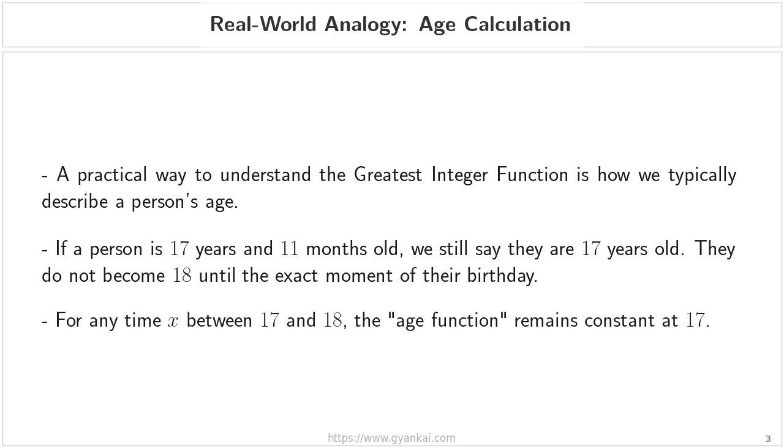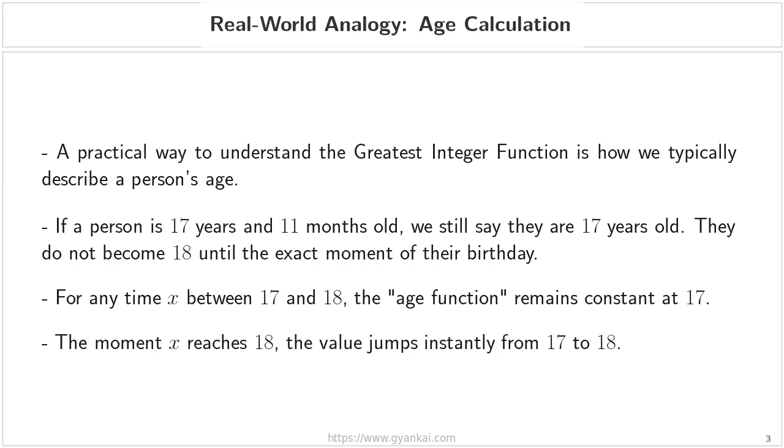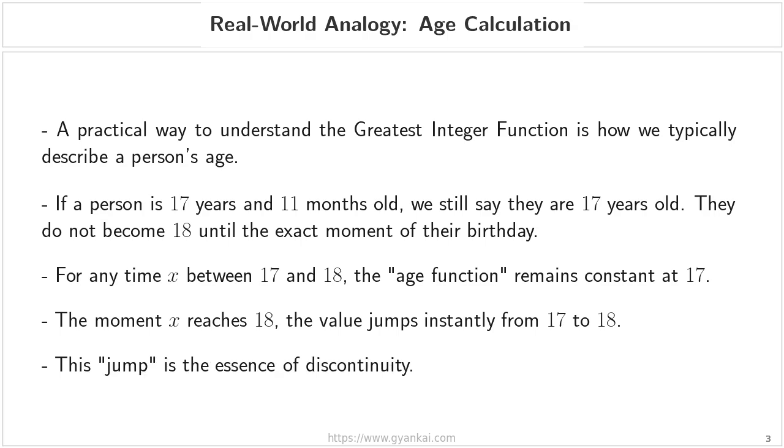In mathematical terms, if we let x represent time, then for any value of x between 17 and 18, the age function remains constant at 17. However, the very instant x reaches 18, the value jumps immediately from 17 to 18. This sudden jump is the essence of discontinuity. As we will explore in the upcoming slides, this is precisely why the function is continuous at most points, but breaks at every single integer.